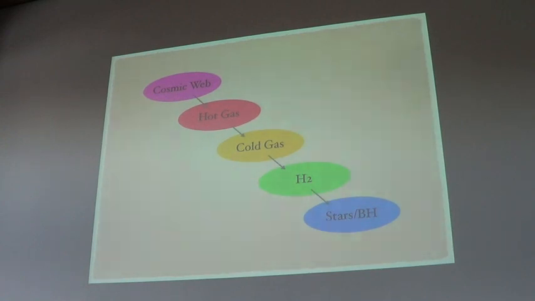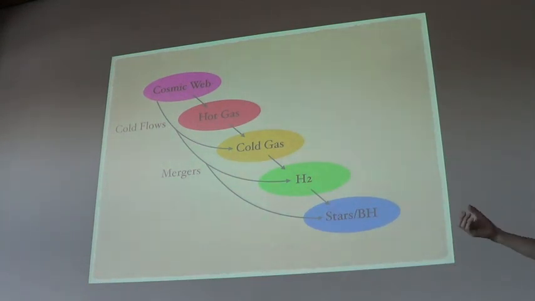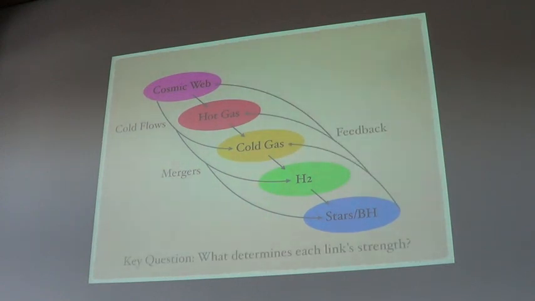We have accretion and cooling, of course, from the cosmic web all the way down to stars and black holes. We have cold flows and mergers. Cold flows can get gas directly into, say, the cold gas reservoir. Mergers can bring in H2 clouds and stars and black holes. And in the opposite direction, we have feedback, going from the stars and the galaxy, pushing material up and out. This is the flow chart of galaxies.